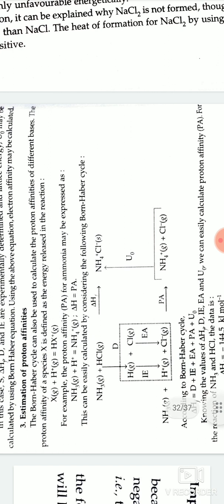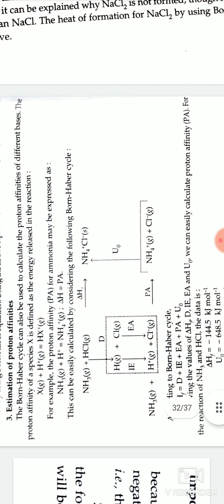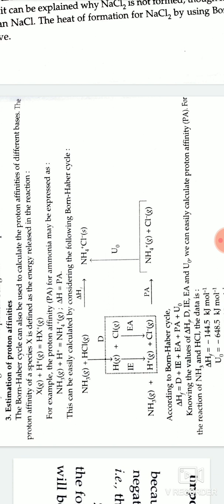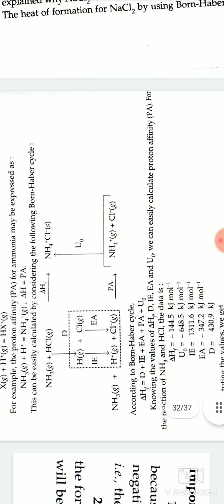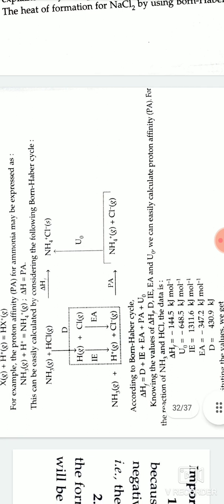Third is estimation of proton affinities. The Born-Haber cycle can also be used to calculate the proton affinities of different bases. The proton affinity of a species X is defined as the energy released in the reaction X plus H+ gives HX+. For example, the proton affinity for ammonia may be expressed as NH3 plus H+ gives NH4+, delta H equals proton affinity.